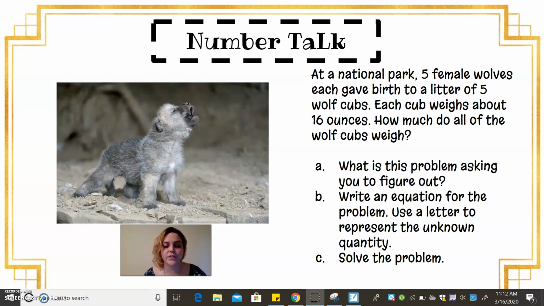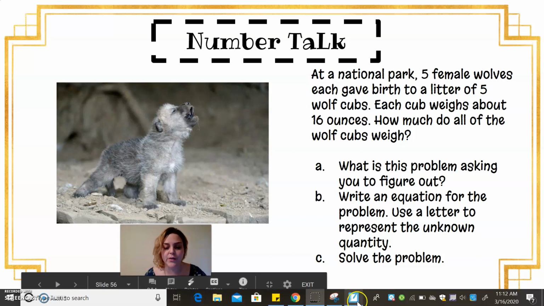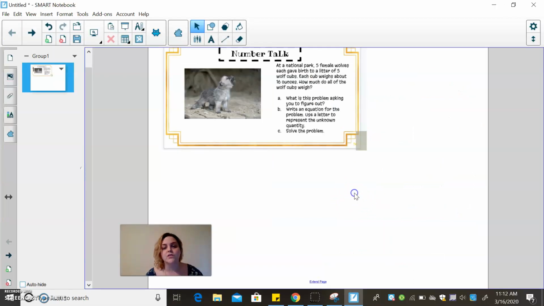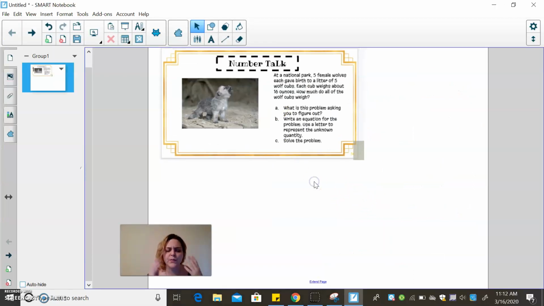So now we're going to solve it together. We're just going to make sure that you got the answer correctly. So we have the problem here. I'm going to read it one more time to really think about how I'm going to solve each part and what it is really asking me to do. So at a national park, 5 female wolves each gave birth to a litter of 5 wolf cubs. Each cub weighs about 16 ounces. How much do all of the wolf cubs weigh?